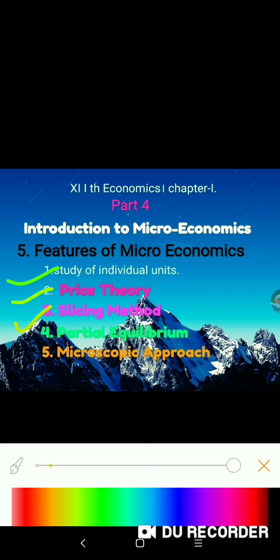Fourth point, partial equilibrium. Microeconomic analysis is a partial equilibrium analysis. Partial equilibrium analysis studies the equilibrium position of an individual consumer, individual firm, individual industry, etc. It isolates an individual unit from other forces and proceeds with the assumption of other things remaining the same, means ceteris paribus. This approach neglects the interdependence between economic variables.